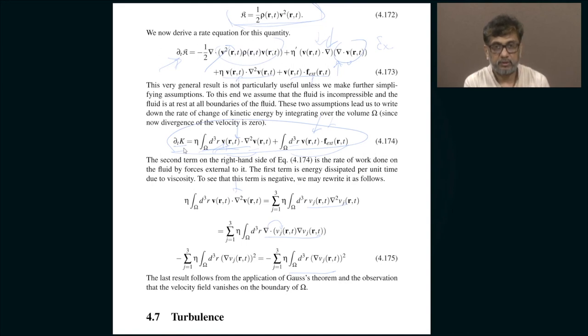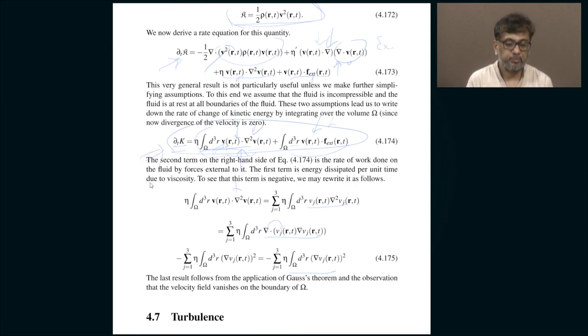That can be because of two reasons. One is because work is being done on the fluid by some external force, or if kinetic energy is disappearing with time, it's because of viscosity. I told you that example: if you take a tumbler, stick your finger in and give it a spin, the fact that it stops spinning after a while is because of this term. The viscosity forces that spinning water to slowly come to a halt. That's the interpretation of 4.174.